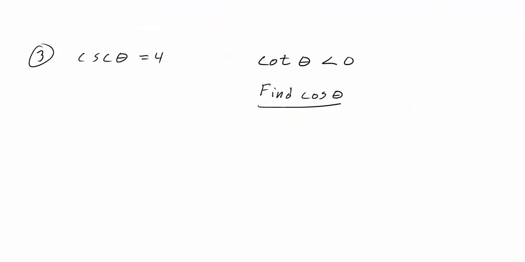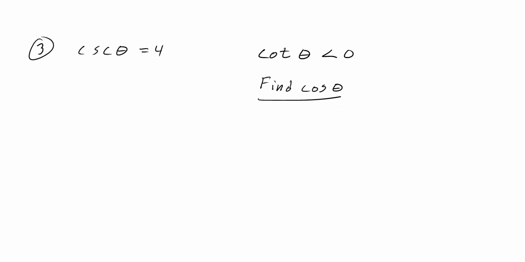Okay, then we have our last example, and once again, maybe you want to attempt this one on your own. In this case, we are given the cosecant of theta equals 4. They tell us the cotangent is less than 0, and we want to find the cosine of theta.